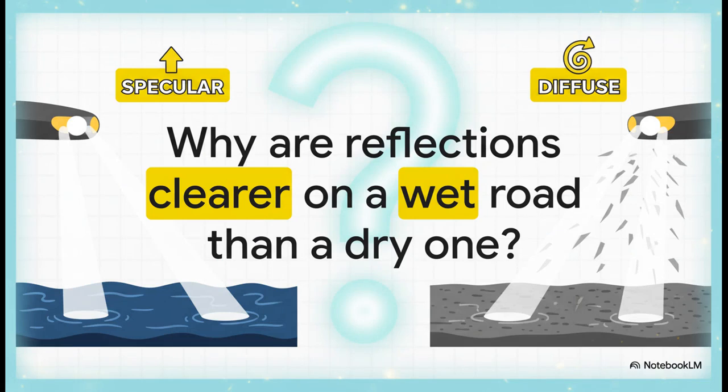Okay, I'll leave you with one final thought to chew on. Now that you know the rules, why are reflections so much clearer on a wet road at night than on a dry one? Think about it. The water is filling in all the tiny bumps and cracks in the asphalt, turning a rough, diffuse surface into a smooth, regular one. It's the laws of reflection, right there in the real world.